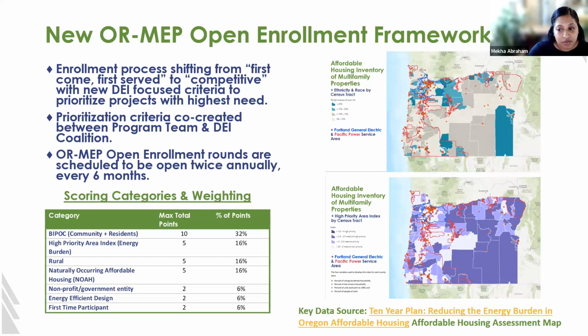On the right side, I also want to point out one key data source we use as a metric for scoring projects, especially for location-based criteria. And this is the 10-year plan for reducing the energy burden in Oregon affordable housing and the supplemental affordable housing assessment map that was created within that plan. The 10-year plan was created in 2019 by Oregon Housing and Community Services, Oregon Department of Energy, and Oregon Public Utilities Commission. And this was in response to the governor's executive order 1720.